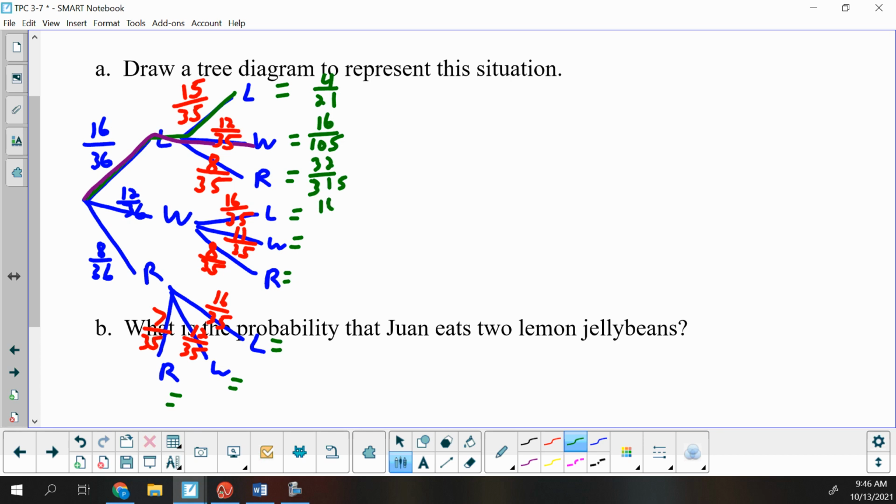We'd have 16 out of 105, 11 out of 105, 8 out of 105. Then going to the raspberry ones, we have 32 out of 315, 8 out of 105, and raspberry followed by raspberry.